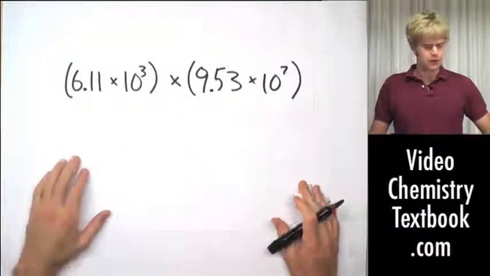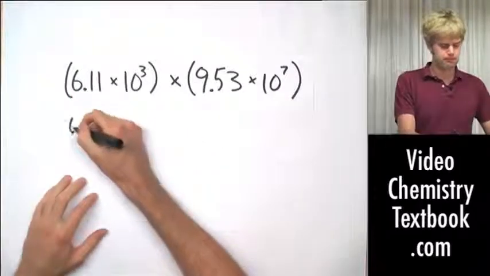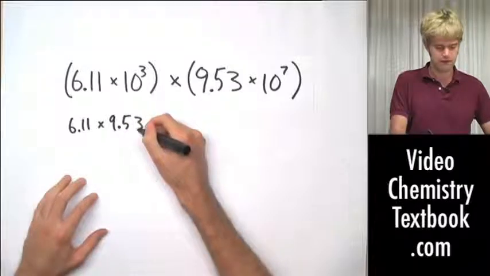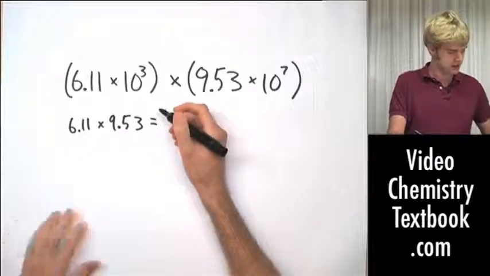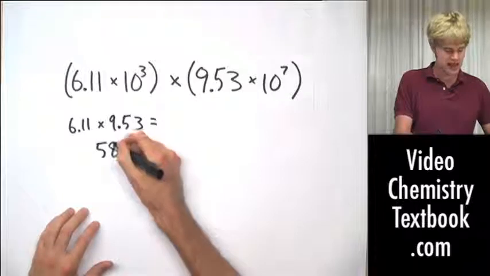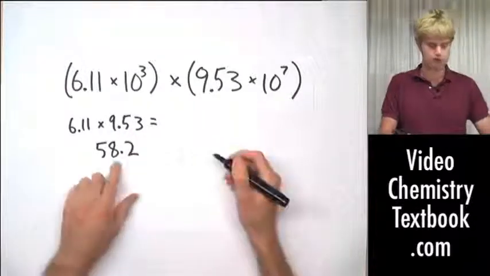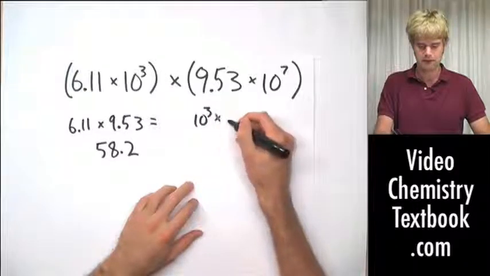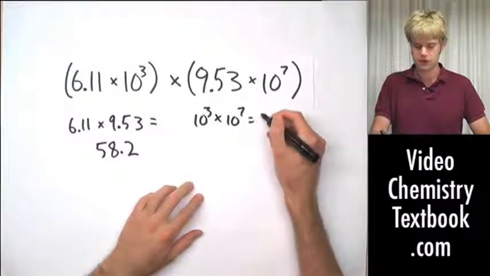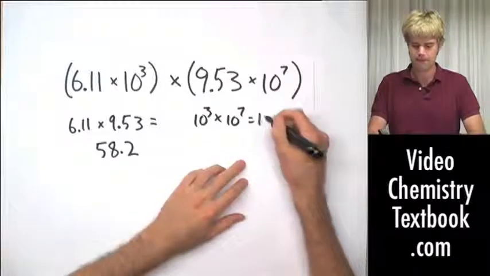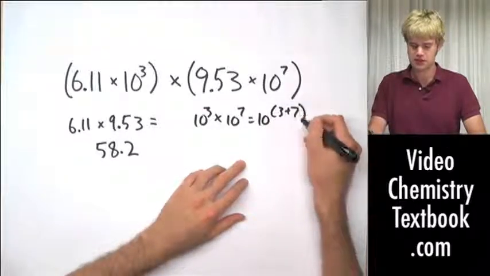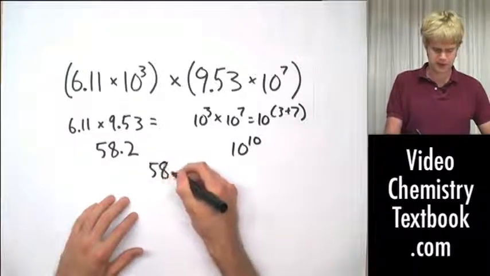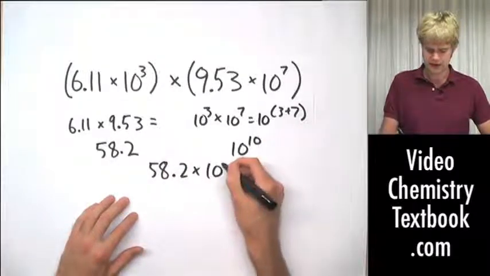Here's an example where we do 6.11 times 9.53, and that's going to give us 58.2 for this part. And then 10 to the third times 10 to the 7th, which equals, because it's multiplication, we add, 10 to the 3 plus 7 equals 10 to the 10th. So we can write this as 58.2 times 10 to the 10th.